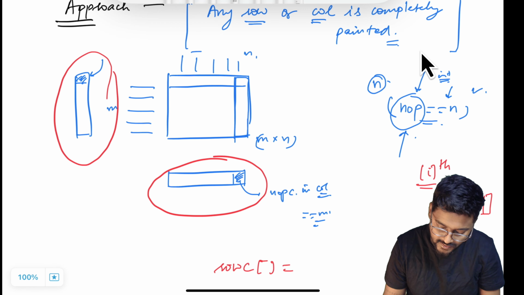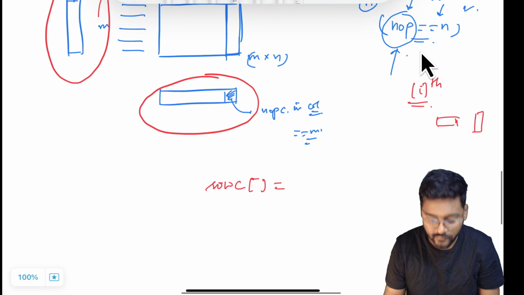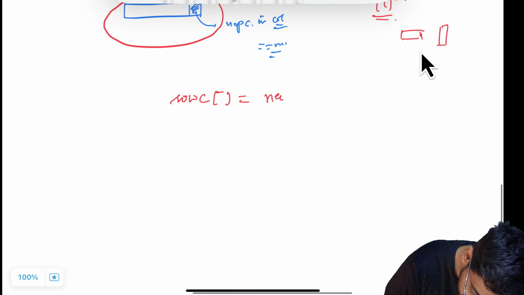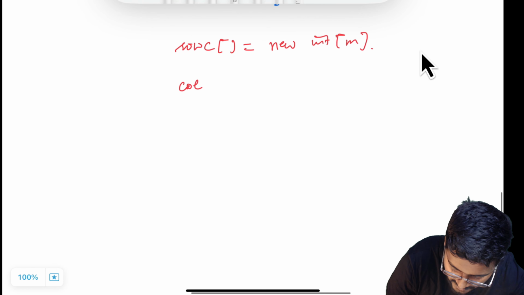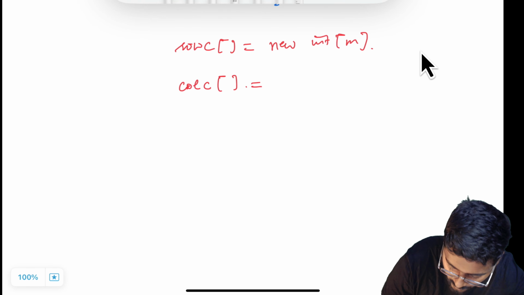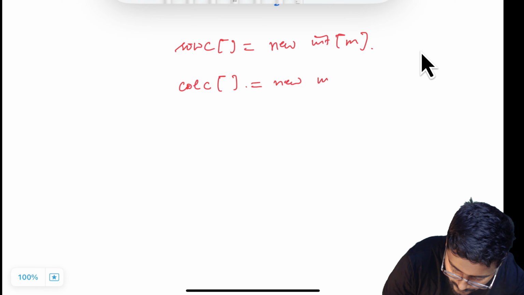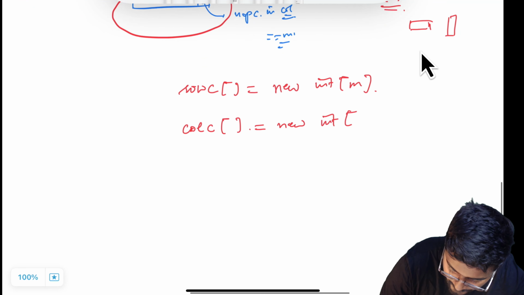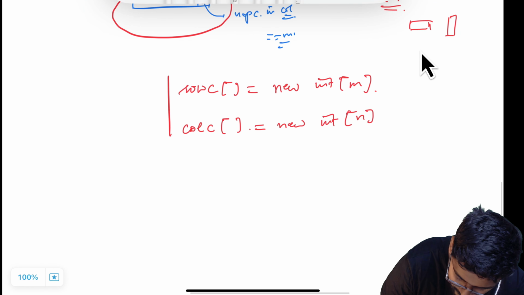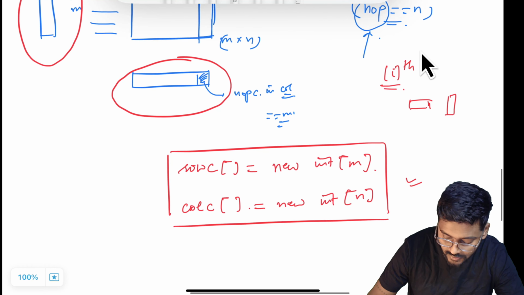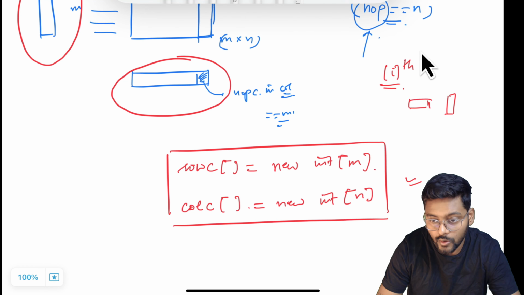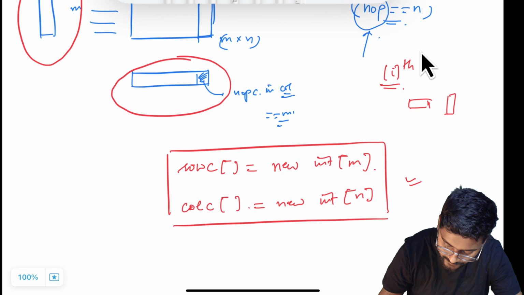What should be the size of this array? Equal to the number of rows. New integer of size m. And I require another array as well. Column count. Count of the number of painted cells in a column. That is also equal to the number of columns. So these two arrays will be useful for us to keep track of the number of rows and columns which are painted.